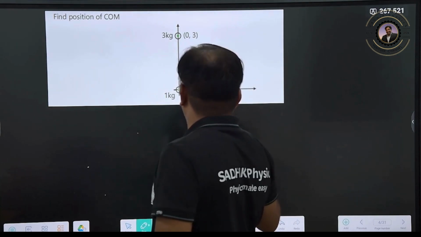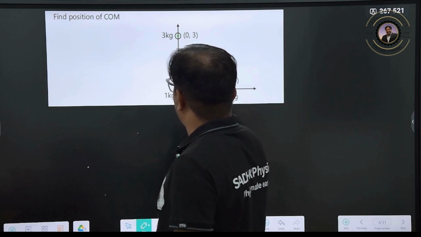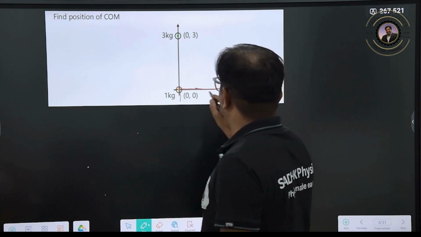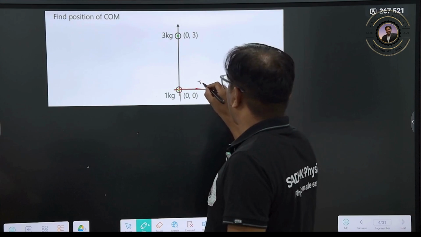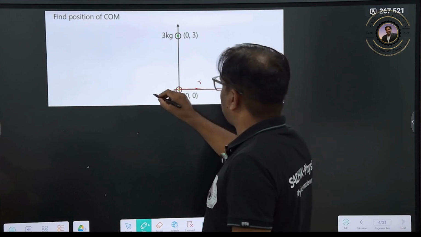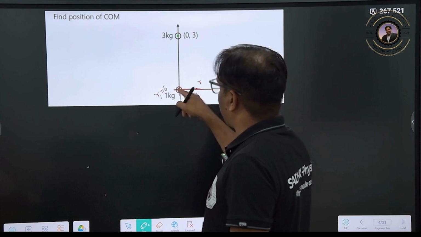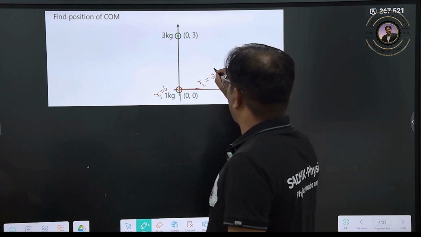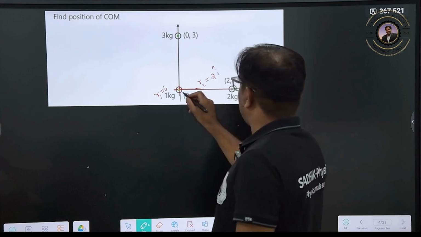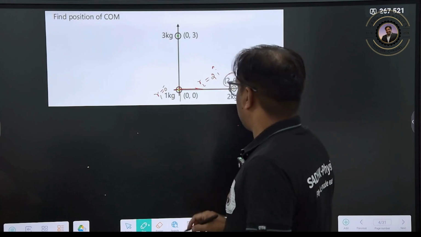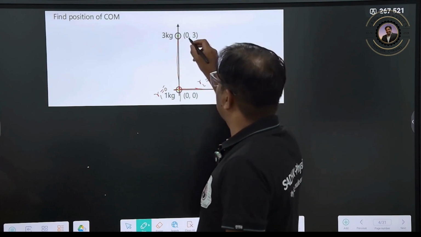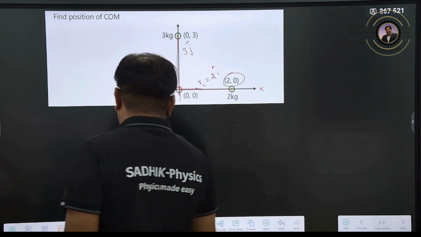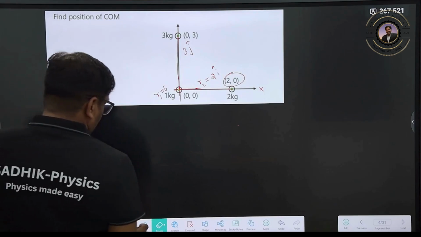Let us see here. We want to calculate here. For this 1 kg, r1 will be the 0 vector, because it is lying at the origin. r2 will be equal to 2 i cap, because along the x-axis this distance is 2, 0. Similarly, this 3 kg is nothing but 3 j cap. So now we can rewrite the center of mass formula.